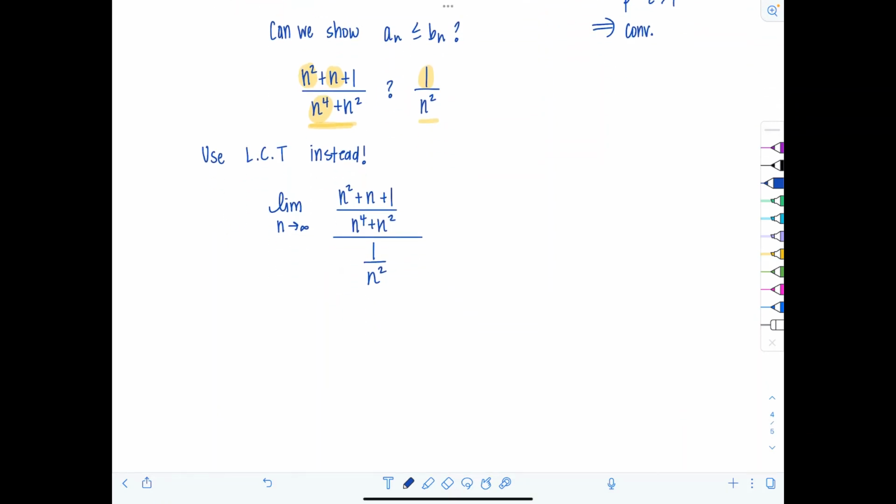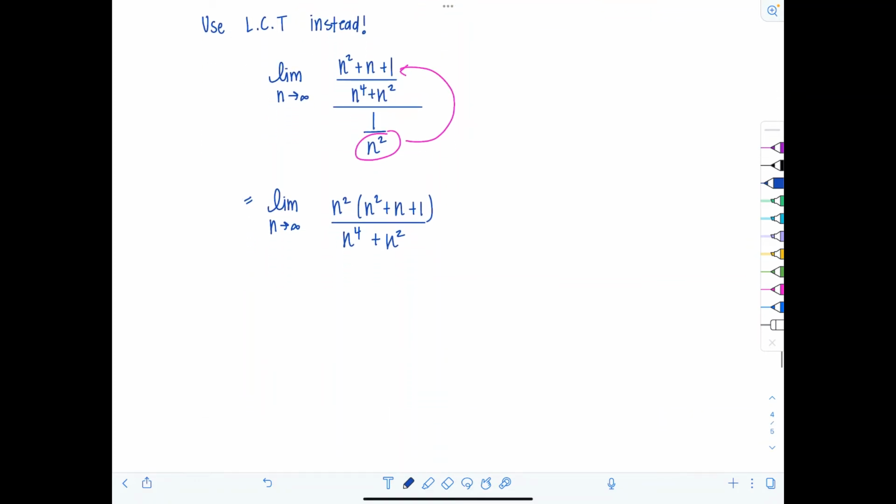All right, so I'm going to multiply by n squared in the numerator now. So I have the limit as n approaches infinity. This guy's just going to come up here, right? n squared times n squared plus n plus 1 over n to the fourth plus n squared. Okay, I can cancel out this n squared and then make this n squared plus 1. So now I have the limit as n approaches infinity of n squared plus n plus 1 over n squared plus 1.